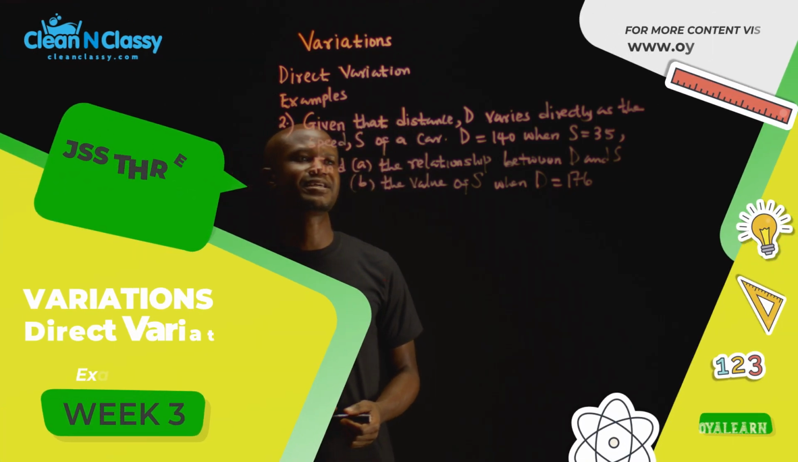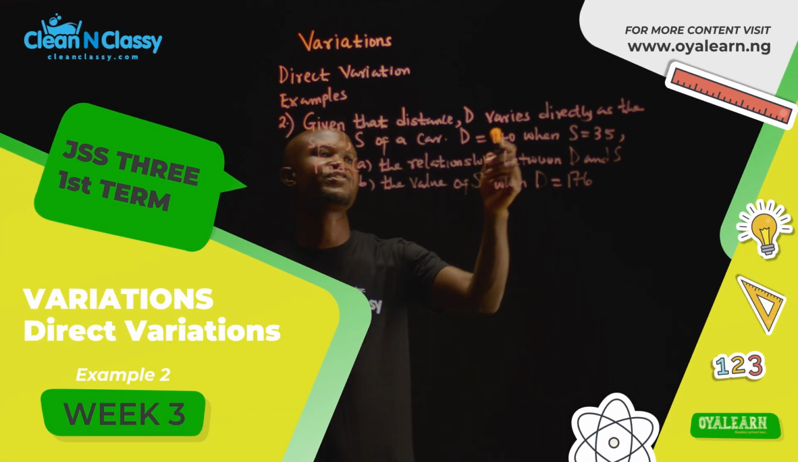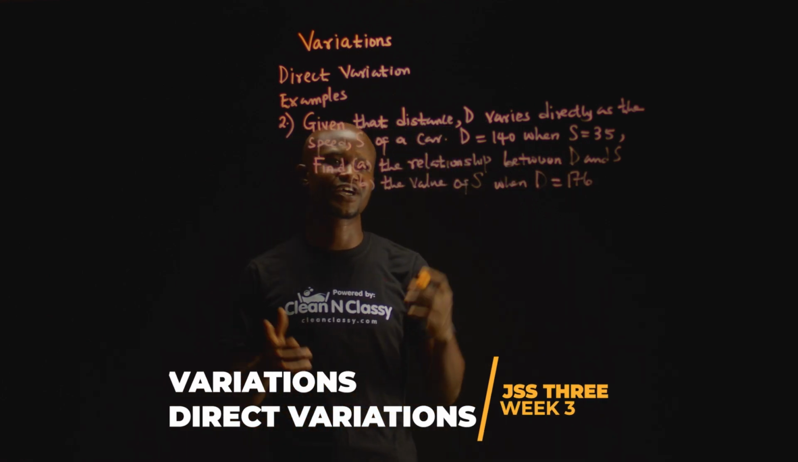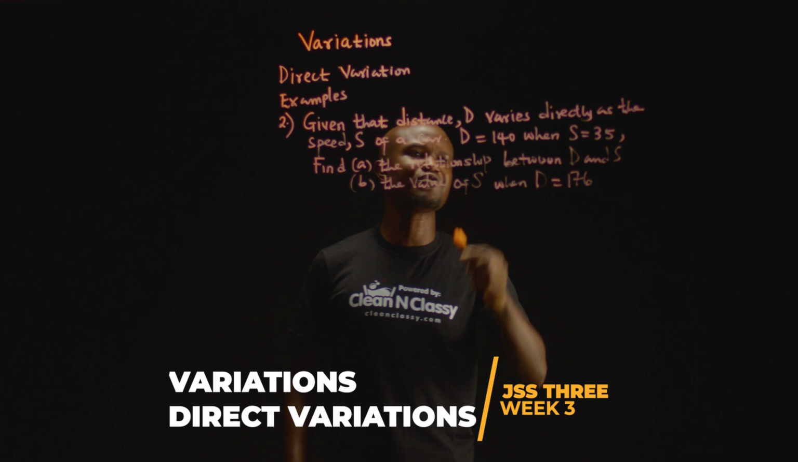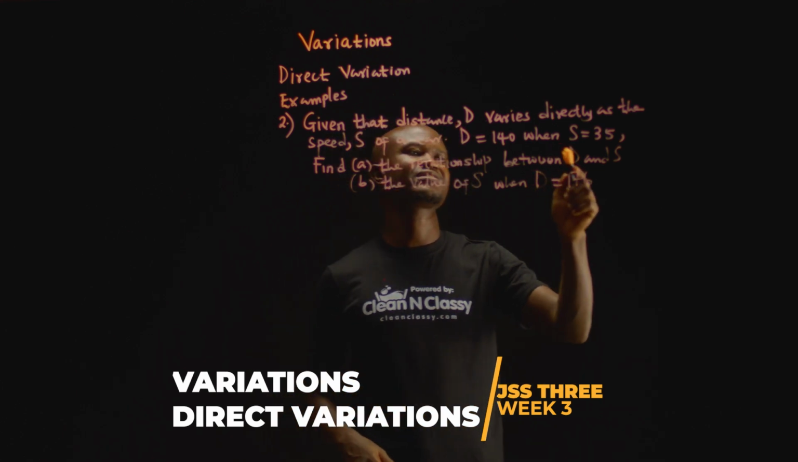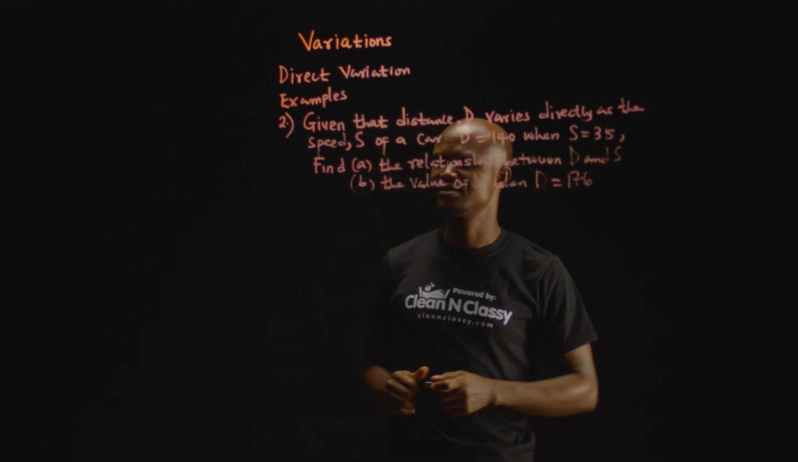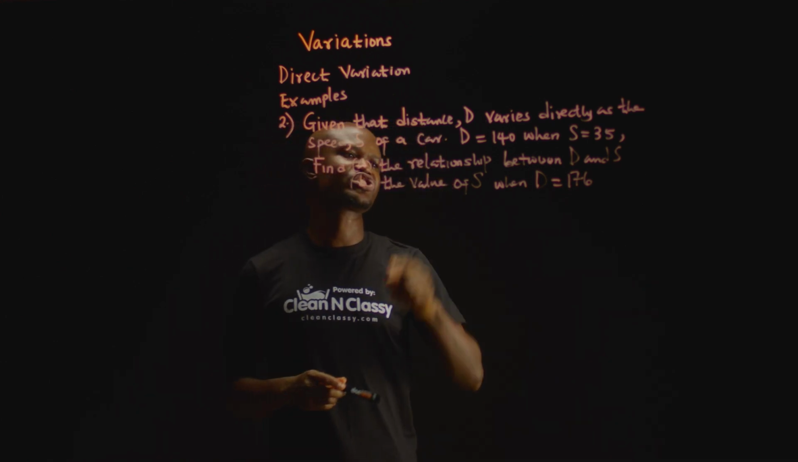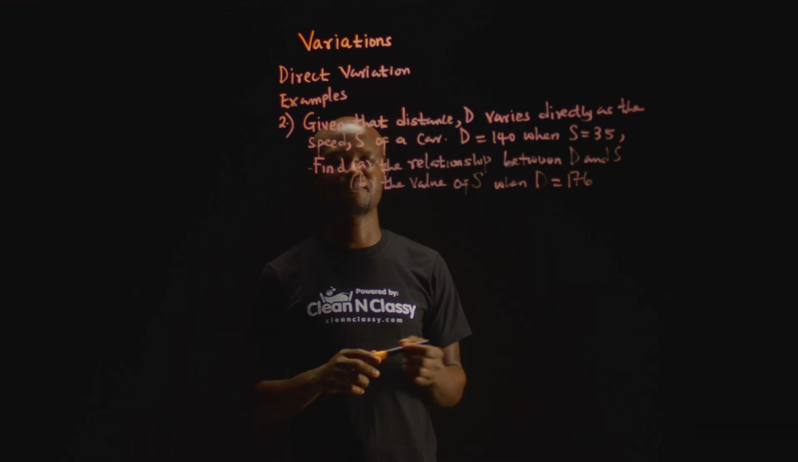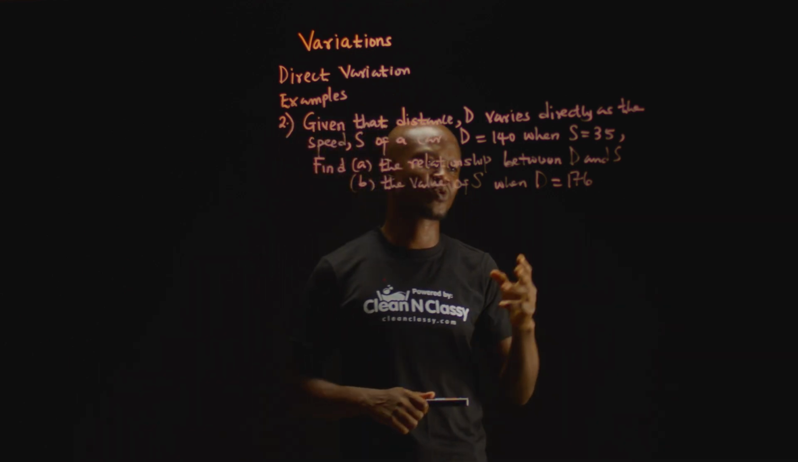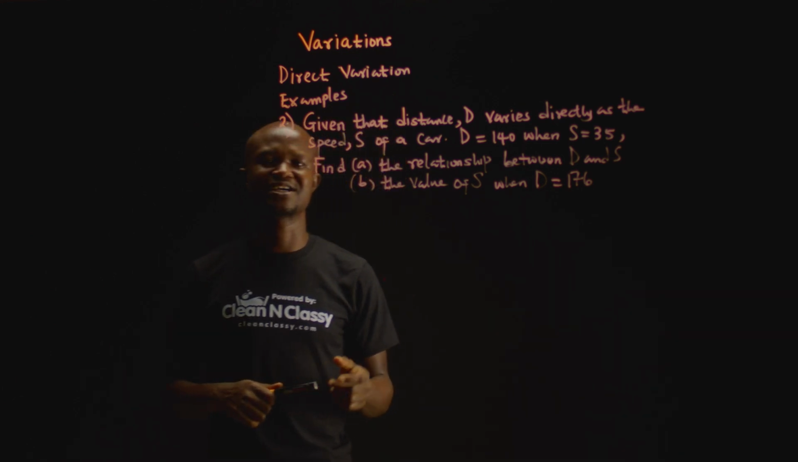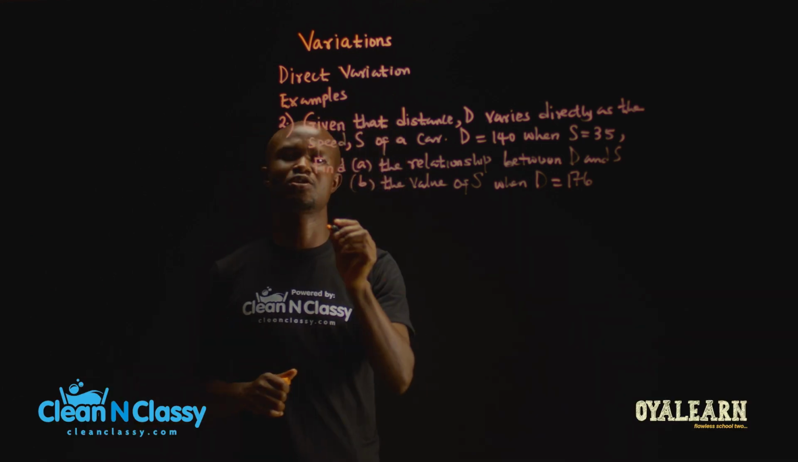Given that distance d varies directly as the speed s of a car, d equals 140 when s equals 35. Find A, the relationship between d and s. B, the value of s when d equals 176. So let's solve the first part of the problem. Solution.